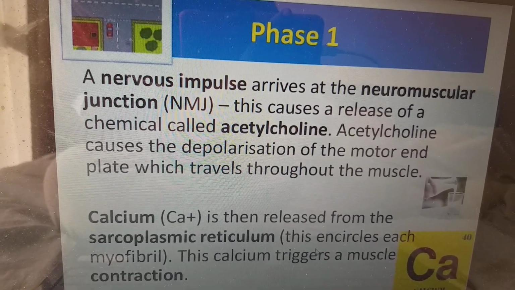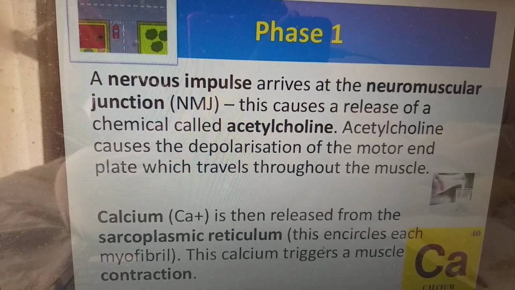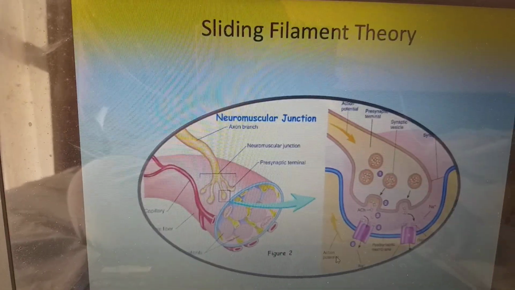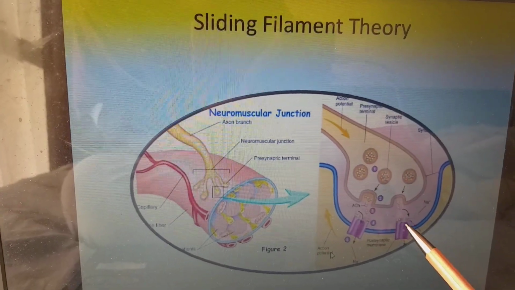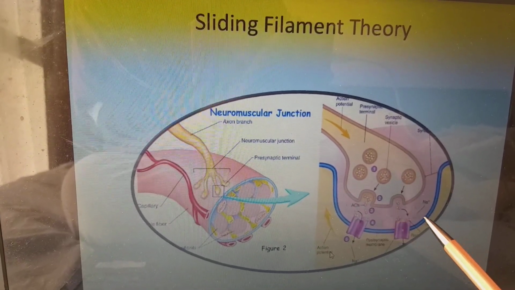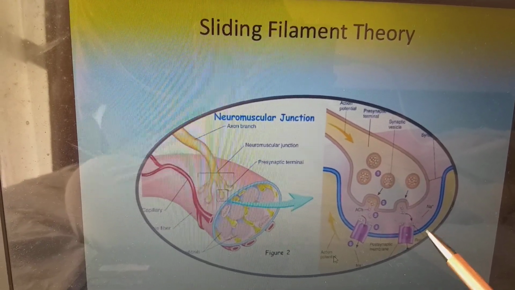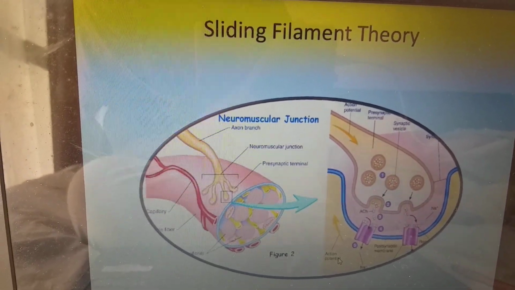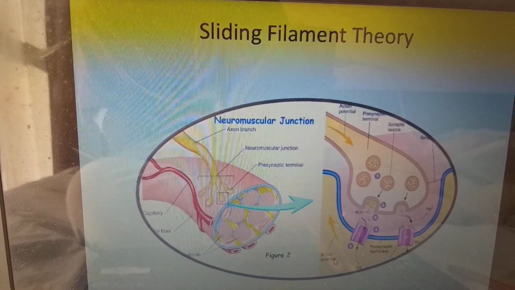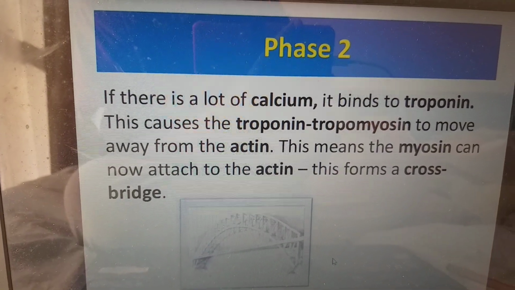This encircles each myofibril. The calcium triggers a muscle contraction, so calcium is very essential for the sliding filament theory. After the acetylcholine is sitting on the acetylcholine receptor, the sodium potassium pump will start on the membrane, so this is the motor end plate. Immediately after, this causes the release of calcium from the sarcoplasmic reticulum. That calcium will go to the myofibrils. So calcium is very essential for the sliding filament theory.